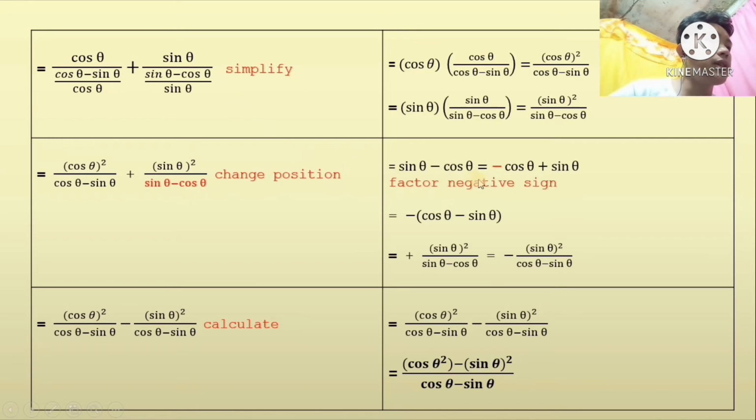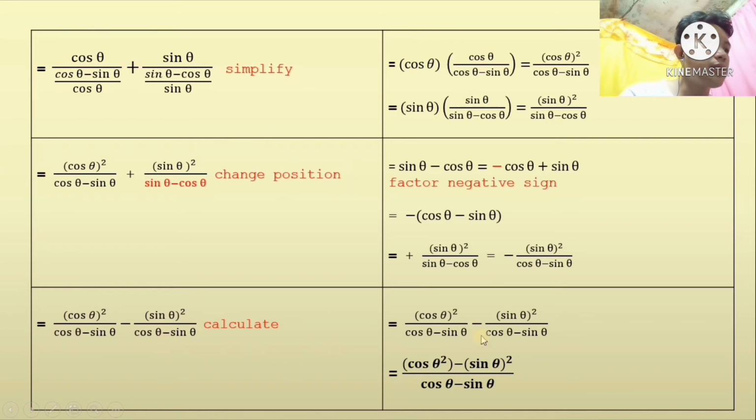So change position: sine theta minus cosine theta will become negative cosine theta plus sine theta. Factor the negative sign, so it becomes negative times cosine theta minus sine theta. So from this expression, sine theta squared over sine theta minus cosine theta will become negative sine theta squared over cosine theta minus sine theta. So our equation will be the square of cosine theta over cosine theta minus sine theta, minus the square of sine theta over cosine theta minus sine theta.